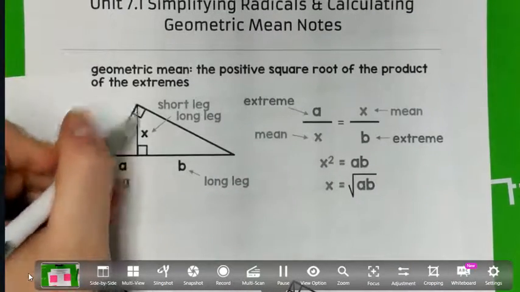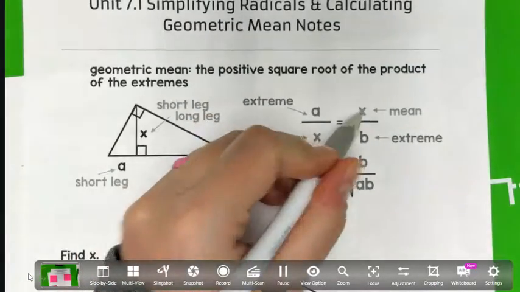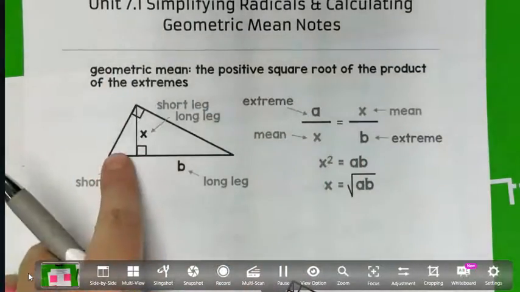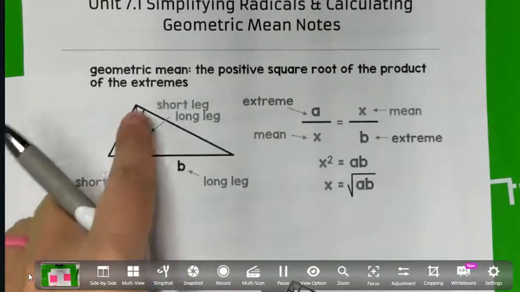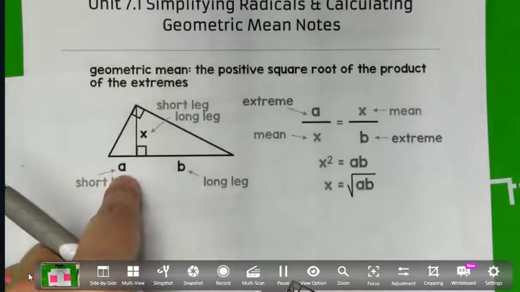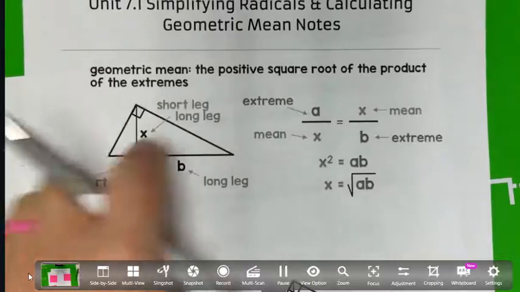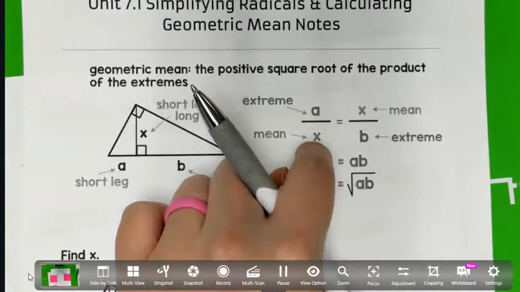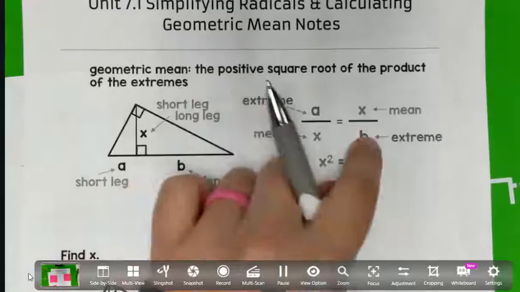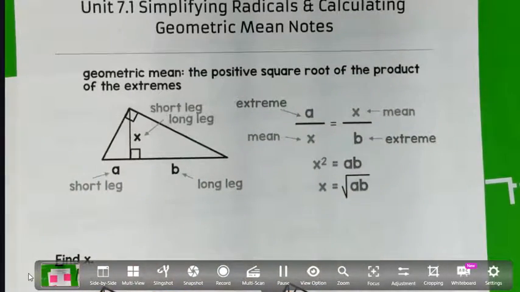Basically, you've got this altitude right here in the triangle, and that's going to be your mean. And then you've got these 2 parts of the hypotenuse of the big triangle. Those are going to be your extremes. So you're just going to take those numbers, and the altitude will be your x's. It goes here and here. And then your extremes, these 2 numbers, will go here and here. And then you have your proportion, and you cross multiply and ultimately solve for x.